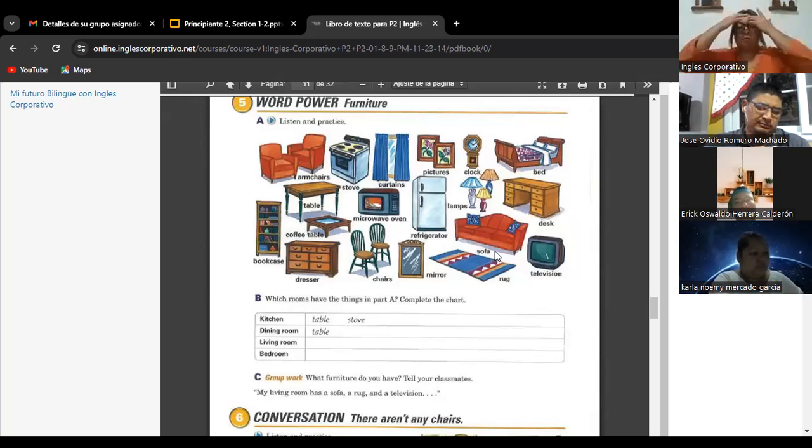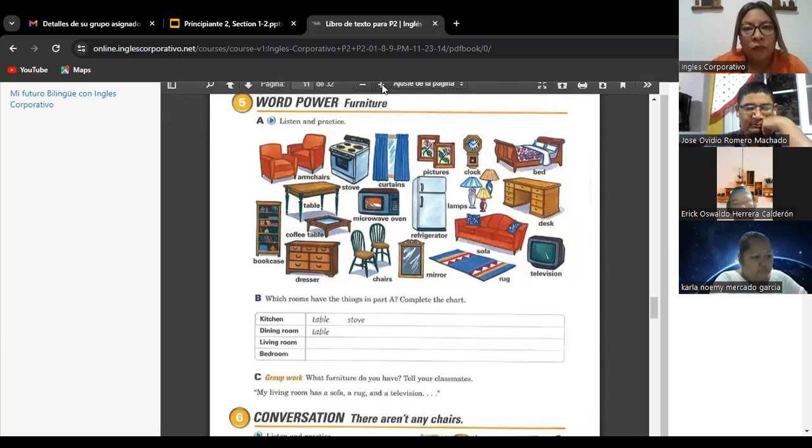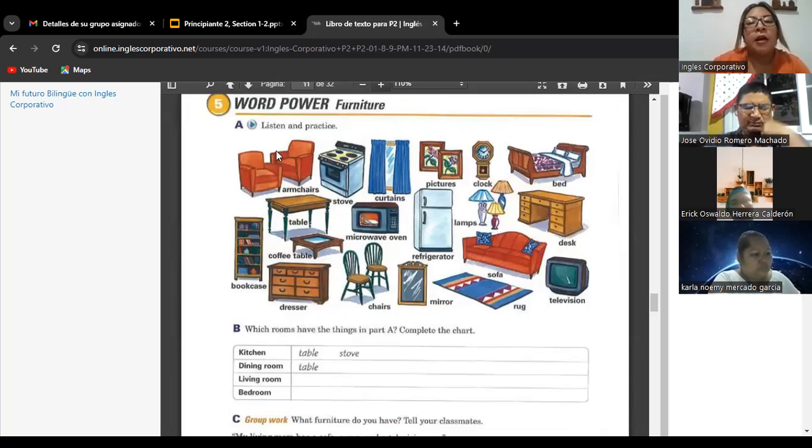Like the big ones. Those are the furniture. And here we have armchairs. Armchairs are different from the sofa. In an armchair, you only have one seat, but in the sofa, you have two, three, or more seats. Then we have the stove, the one in which you cook. The curtains. Pictures. Pictures could be artistic or could be about your family, your daughter, your son.